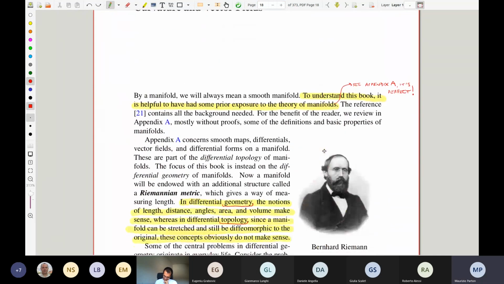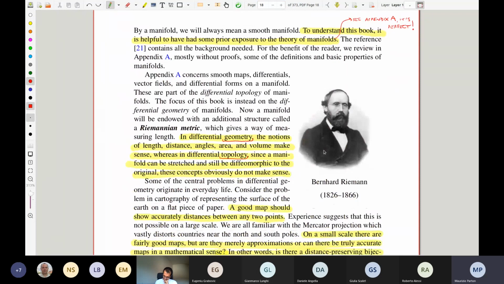So let's start with the first section. First, to understand this book, it would be helpful to have had some prior exposure to the theory of manifolds. You had it in the first 12 hours of the course. Just in case you haven't started studying this topic yet, here is very good news. This book is trying to be as self-contained as it can be.